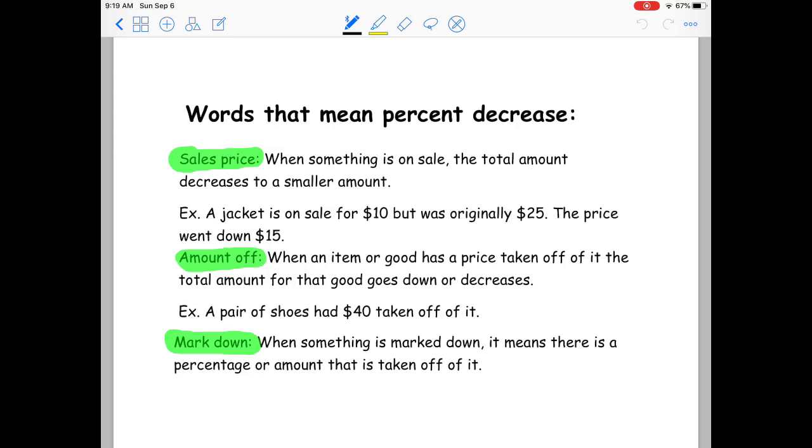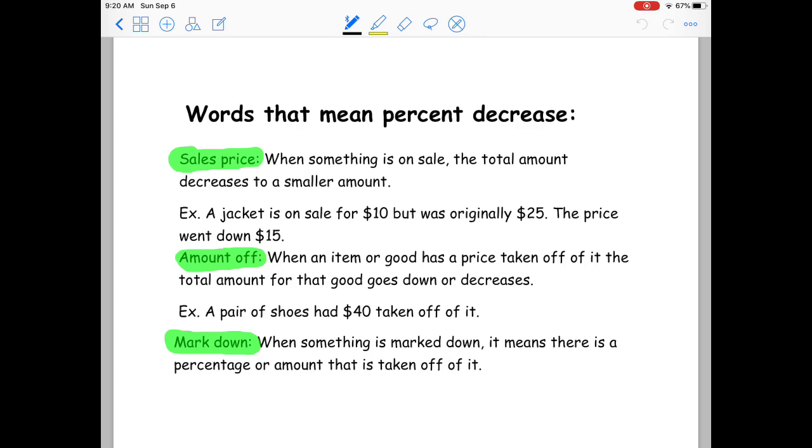And then you have amount off. So this is when an item or good has a price taken off. The total amount for that good goes down or decreases. For example, a pair of shoes had $40 taken off of it. Well, let's say it's $100. If $40 were taken off of it, then it would be $60. You see how these numbers are slowly going from a large number to a much smaller number? This shows that it's percent decrease.